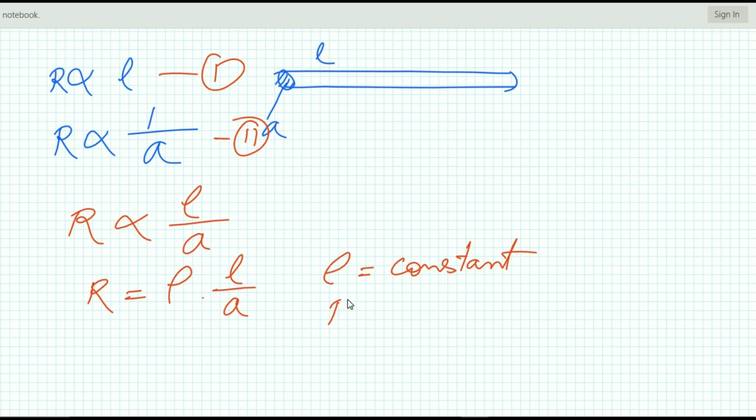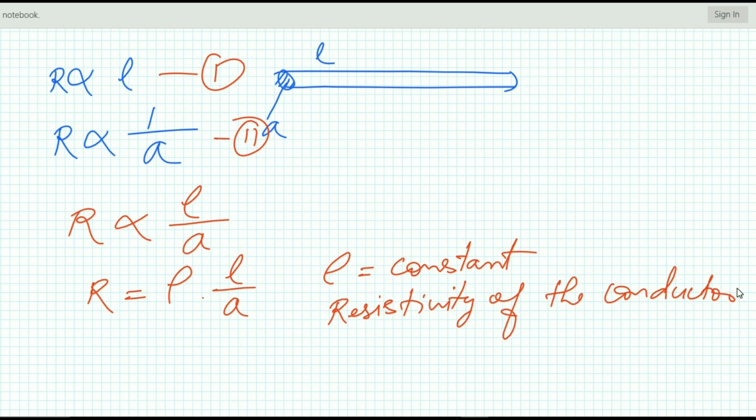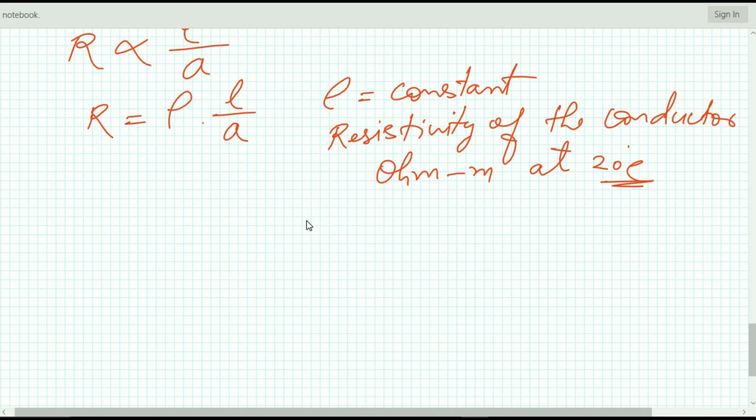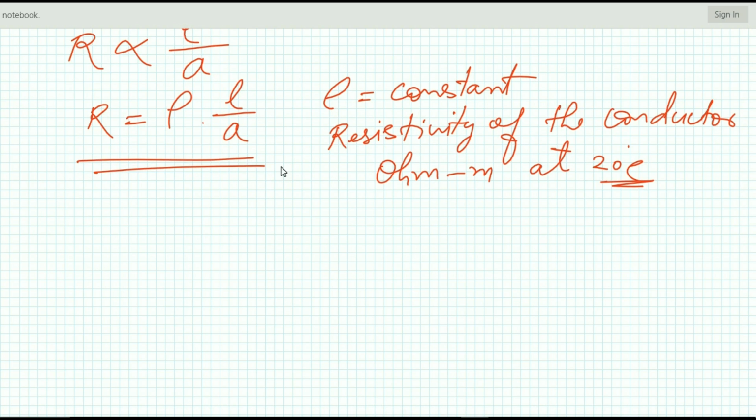It is called the resistivity of the conductor. Right, and its unit is ohm meter at 20 degrees centigrade. Generally its value is given at 20 degrees centigrade, right? Why is the unit of rho ohm meter? We can find from here.